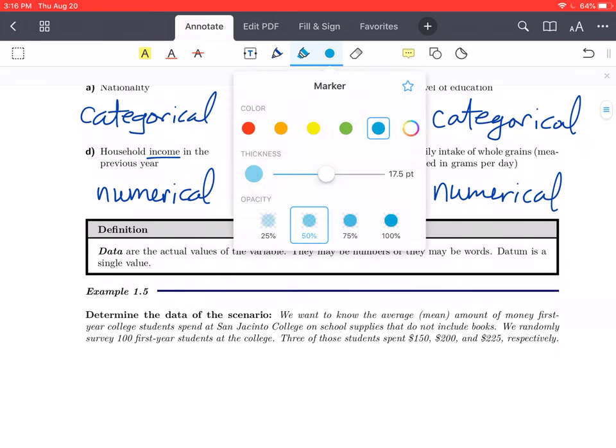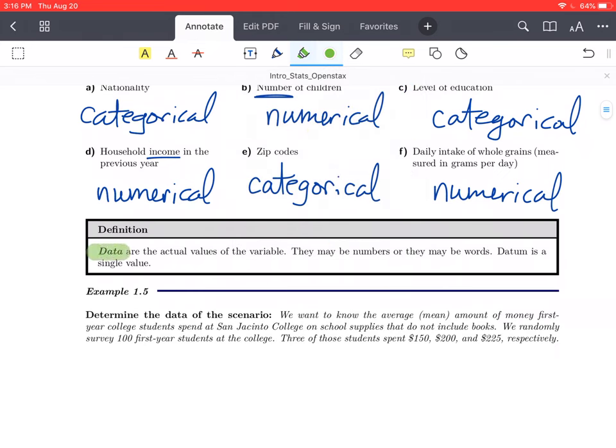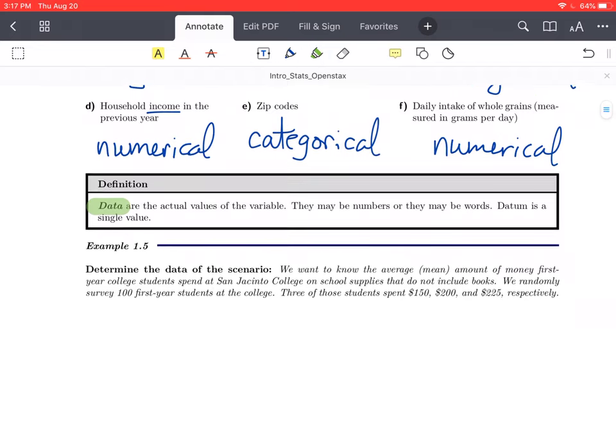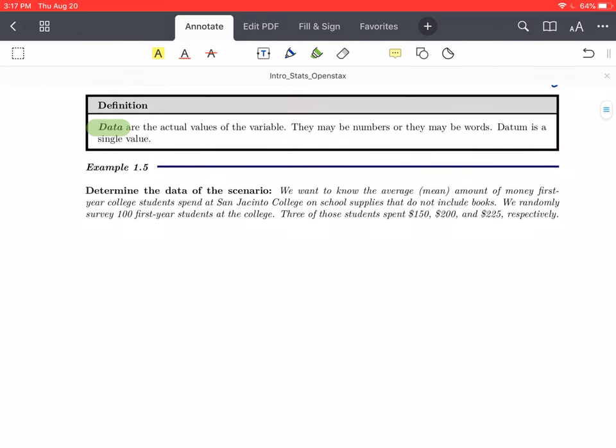I have another definition here, just defining data. So data are the actual values of the variable. They may be numbers or they may be words. If you're looking for the single term of data, it's datum. But the data are the actual values that we get when we're running our experiment.